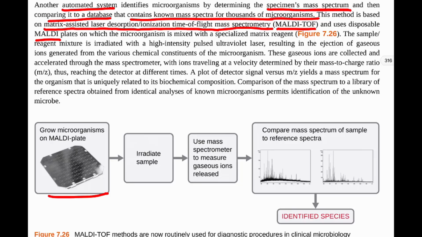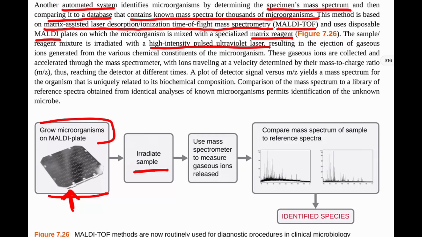So they grow these microorganisms on a MALDI plate, and you can see it's like having little tiny wells in there where the organisms will grow. Then they add a matrix reagent to it. So they grow the microorganism, they add this matrix reagent to it, and then this mixture is irradiated. So we irradiate the sample with this high-intensity pulsed ultraviolet laser.